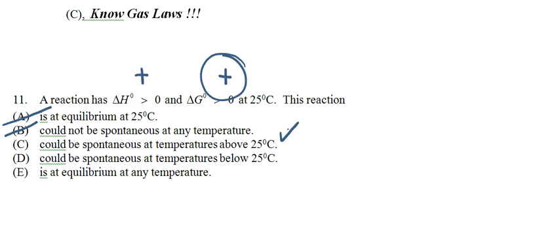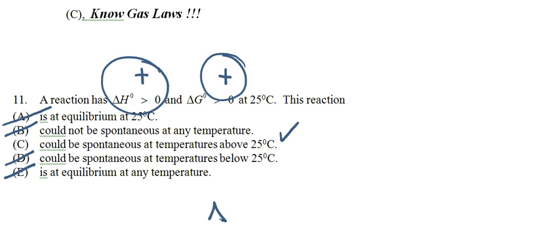Could be spontaneous at temperatures below. Not gonna like that one, because if the temperatures are low, that's going to cause delta H to overpower the value of delta G. So we don't want to do that. Is at equilibrium at any temperature. All right. My best choice here is C.